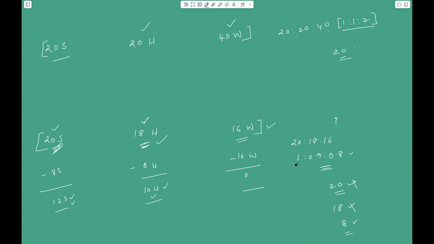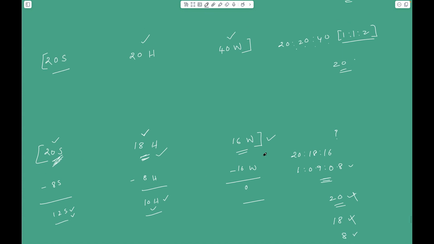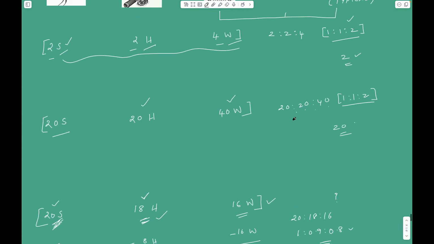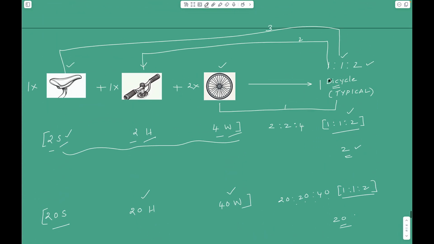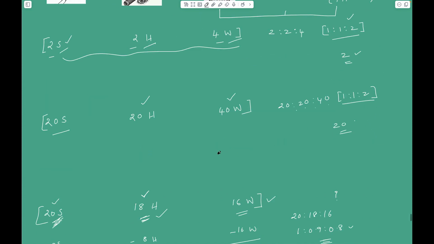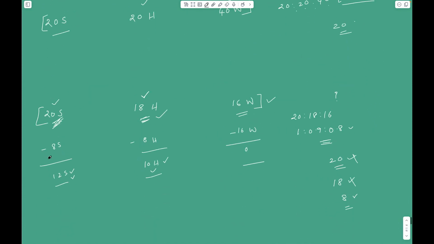It doesn't make sense. So whether these quantities are in the right ratio or not, the composition of the bicycle is going to be the same. It is 1 to 1 to 2: 1 saddle, 1 handlebar and 2 wheels. So this is not going to change with the quantities that you have with you. Remember that.